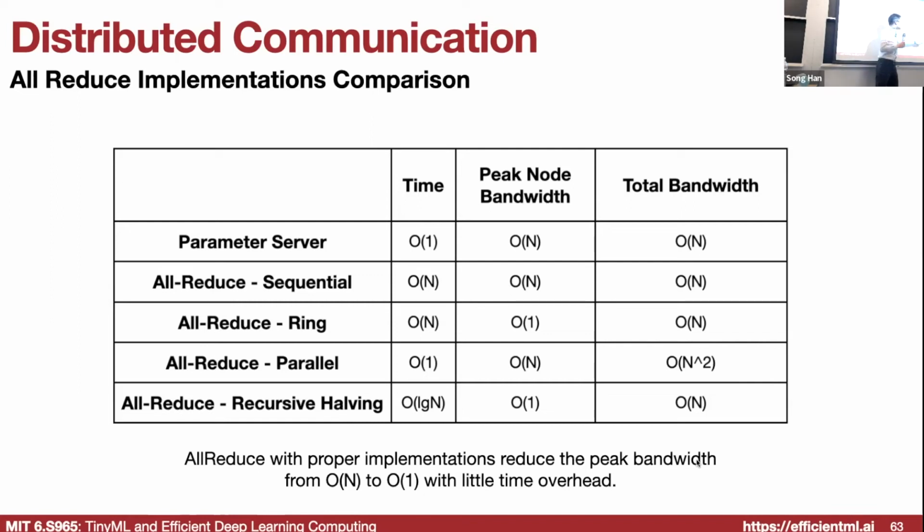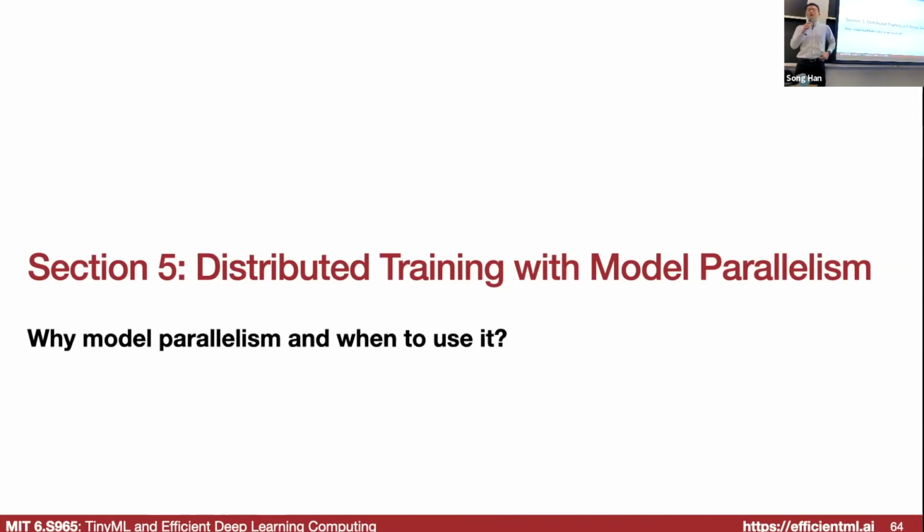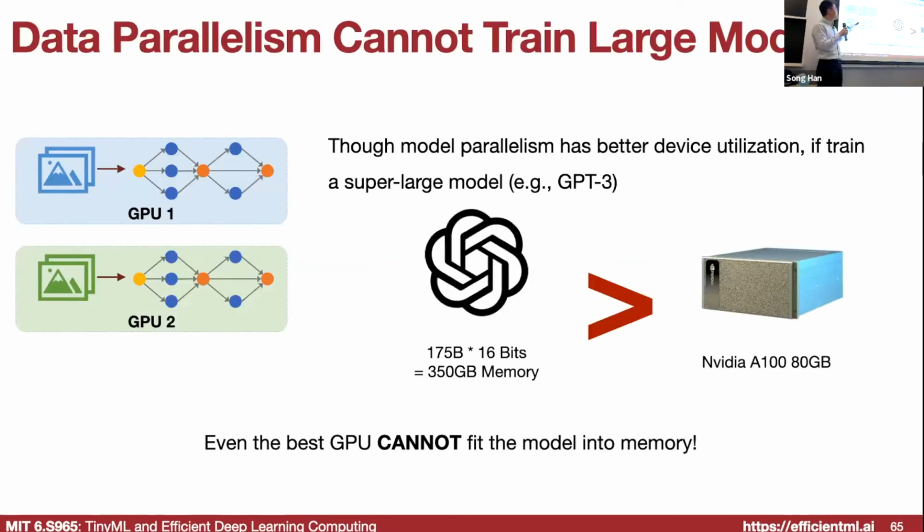So the total bandwidth requirement is O(n) in this case. And this is a very widely used method nowadays. So far, we talked about data parallelism, right? In several scenarios we might be training a super big model, where even one GPU cannot fit the model. Say a popular model we are actually working on is this OPT model for super big language models, right?